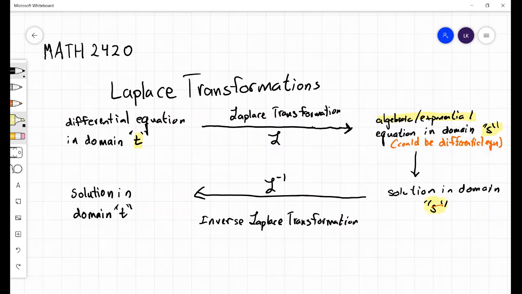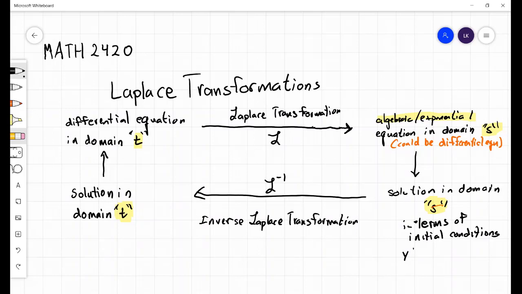Using perhaps algebra, even partial fraction decomposition will be important. And then we take the inverse Laplace of this solution in domain S to get a solution in domain T for the original differential equation in domain T. It needs to be mentioned that the solution in domain S will be in terms of initial conditions or condition. So those would be necessary.